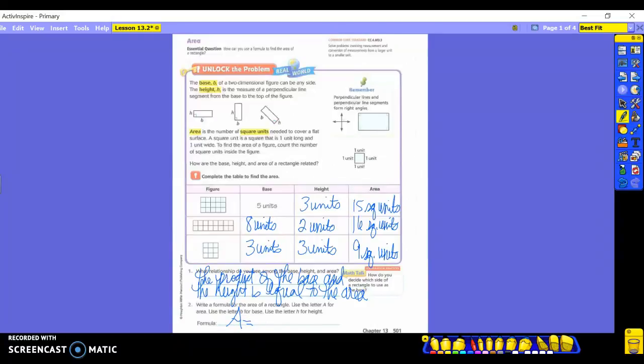Okay, so tell me the letters then. Okay, A equals B times H. So area equals, and she said it, base times height. So that is going to be your formula today for area. A equals B times H. Let me flip the page.